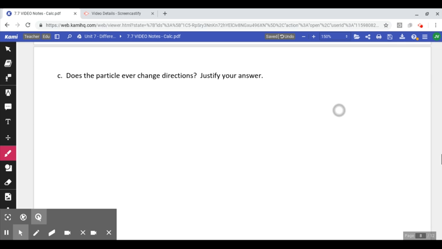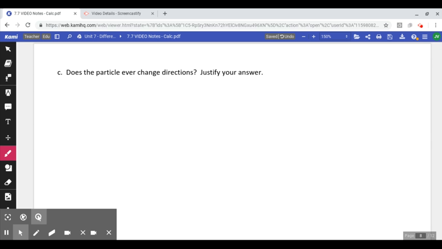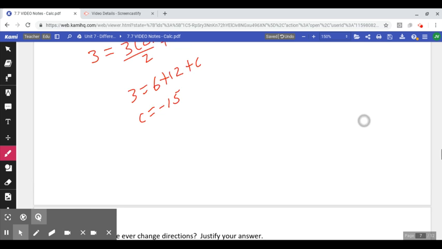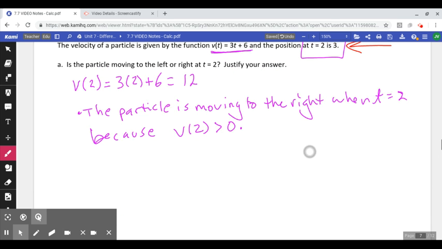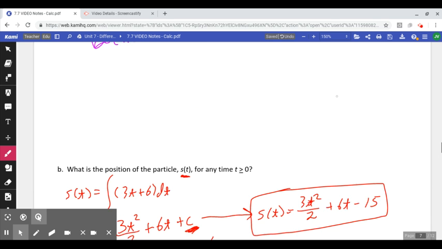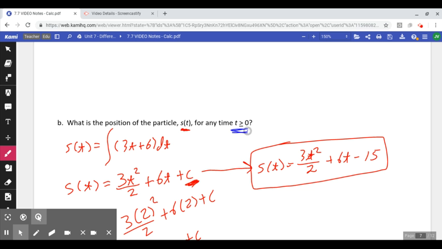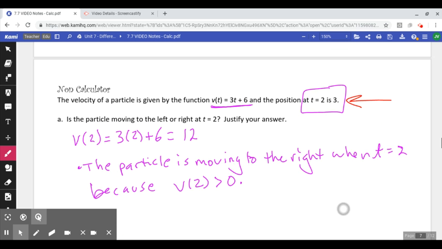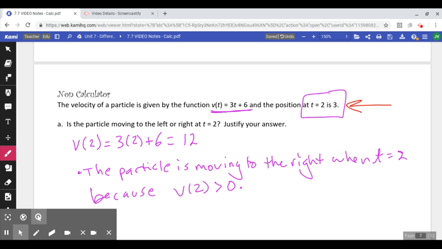Looking at part C, it says, does the particle ever change directions? Justify your response. So to check whether the particle changes directions, we need to see whether the velocity changes signs. So let's go back to that velocity. And of course, we've got a restriction for t is greater than or equal to 0 here. So what's going to happen to the velocity when t is any positive number? We're looking at this right now.